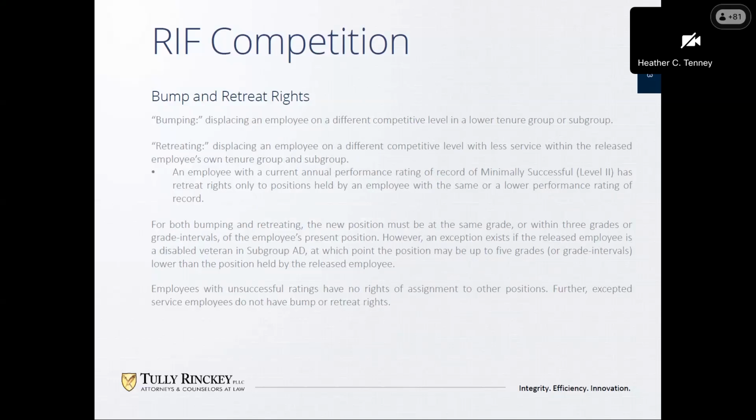For both bumping and retreating, the new position must be at the same grade or within 3 grades or grade intervals of the employee's present position. However, there are exceptions. If the released employee is a disabled veteran in subgroup AD, the position may be up to 5 grades or grade intervals lower than the position held by the released employee. Employees with unsuccessful ratings have no rights of reassignment to other positions. Further, excepted service employees do not have bump or retreat rights.